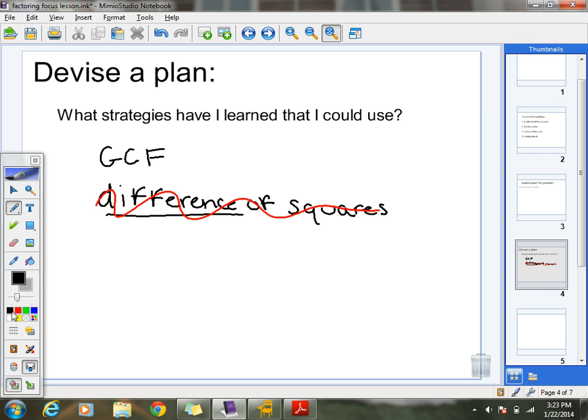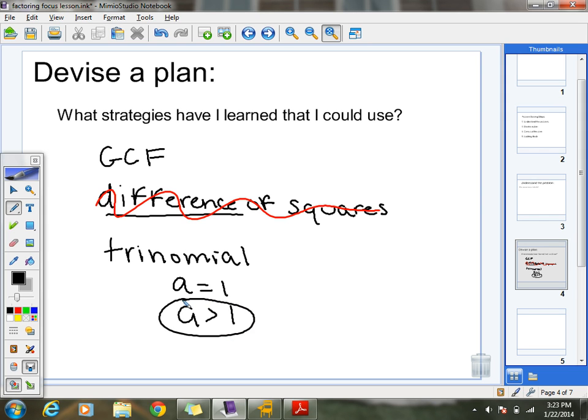Something else that we've talked about is factoring a trinomial. Something that has three terms, okay? And we have two different strategies for when we factor trinomials. We have one where a equals 1 and one where a is bigger than 1. And in this case, I think I'm in the one where a is bigger than 1. But before I make a decision on what plan I'm going to use, I think I also need to look at greatest common factor and one of these trinomials.